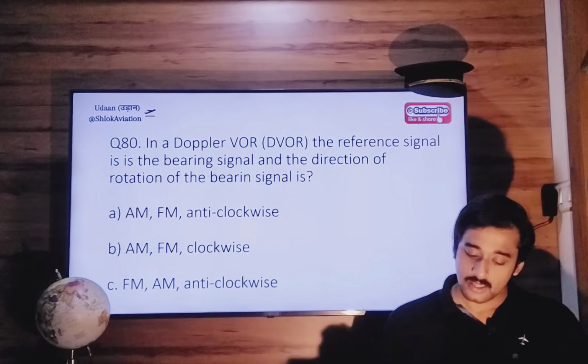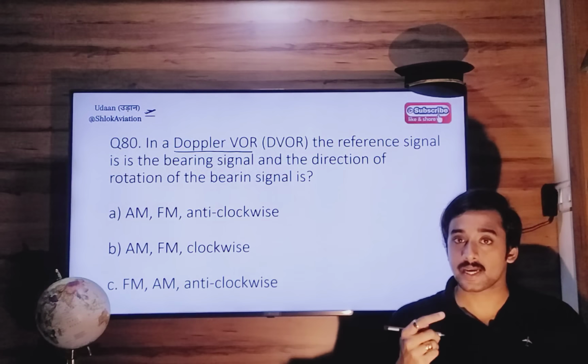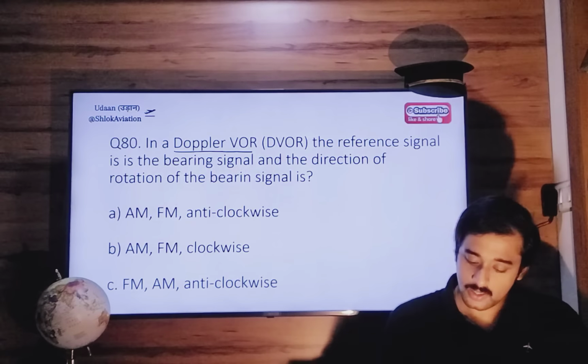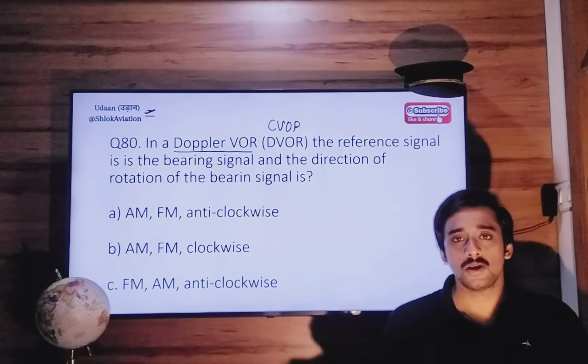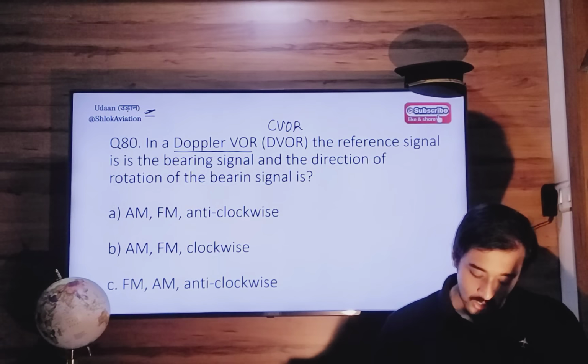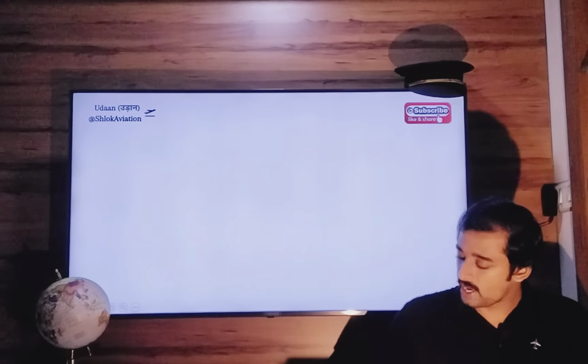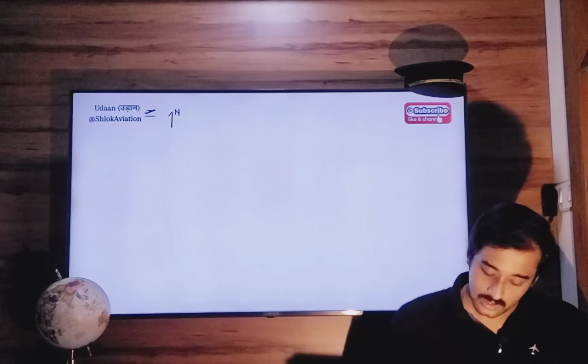Next, in a Doppler VOR, the reference signal is the bearing signal, and the direction of rotation of the bearing signal is what? Now Doppler VOR is a technologically advanced version of a conventional or normal VOR station. Now in a normal VOR station, what happens? I will draw a normal VOR station here. This is your normal VOR station.